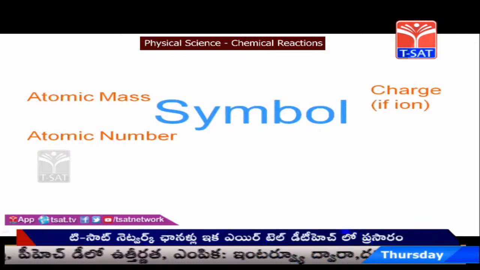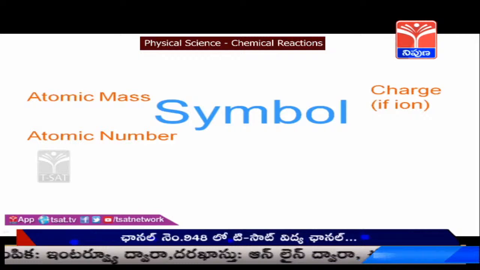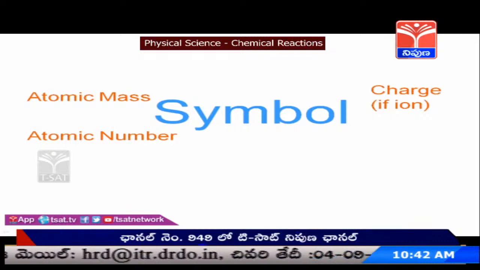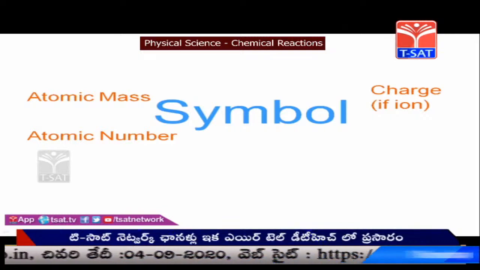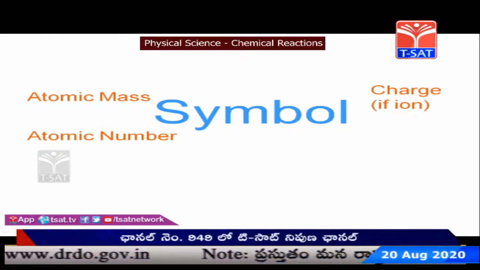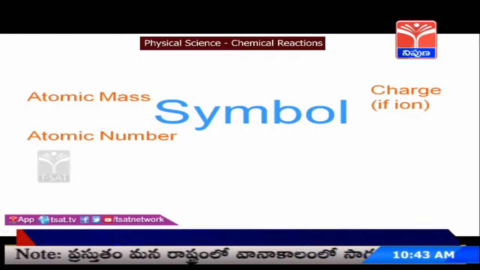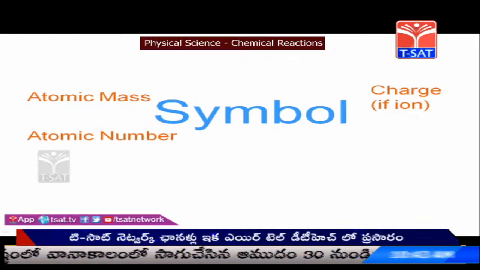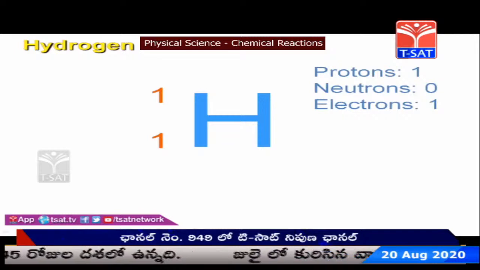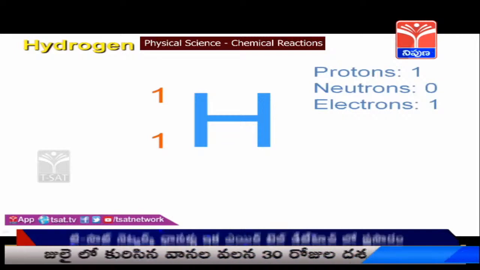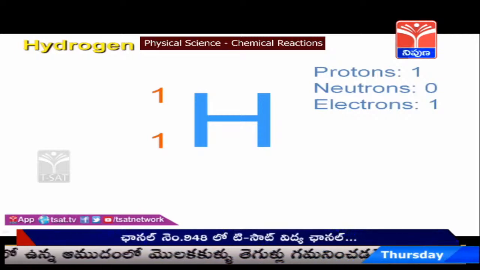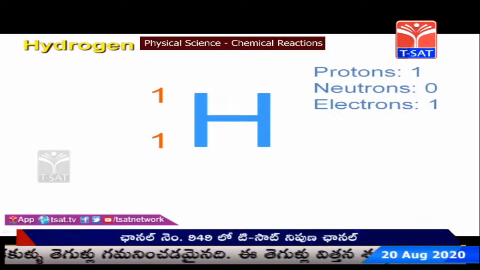To represent an atom symbolically, we write the symbol, with the atomic mass in the left-hand superscript position and the atomic number in the subscript position. The charge, if any, is represented on the right side in the exponent place. See, this is one example. Hydrogen has one proton and one electron. The number of neutrons present in hydrogen is 0.